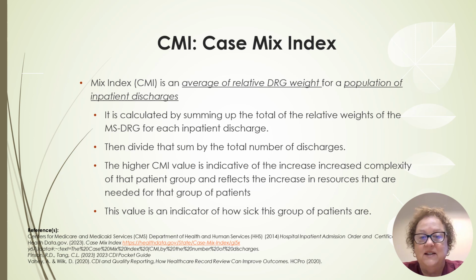It's calculated by summing up the total of the relative weights of the MS-DRG for each inpatient discharge, and then it's divided by the sum of the total number of discharges. A higher case mix index value is indicative of the increased resource complexity of that patient group and reflects increases in resources and need for that group of patients by the hospital to care for them. It's an indicator of how sick this group of patients is.